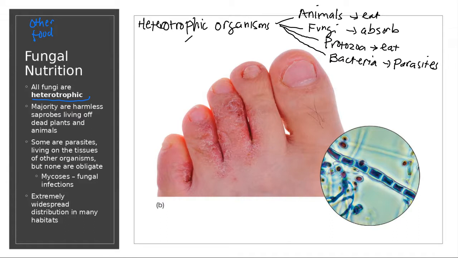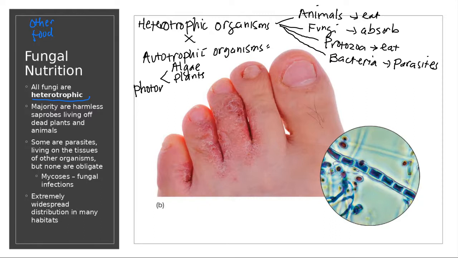The opposite of heterotrophic is called autotrophic. Auto means self, trophic means food. So this organism is able to make their own food. Examples are algae and plants. This organism is able to make their own food using a process called photosynthesis. So sometimes an autotrophic organism is also known as a photosynthetic organism. They are able to make their own food.